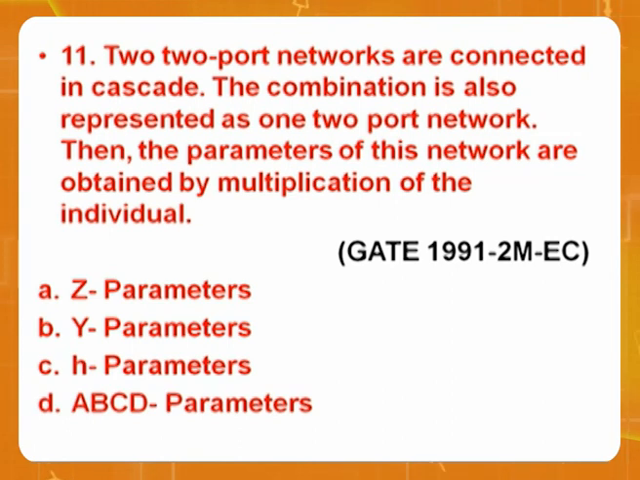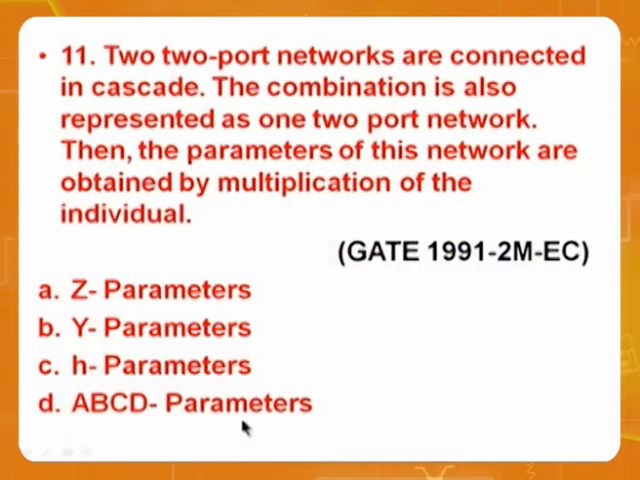Question number 11. Two two-port networks are connected in cascade. The combination is also represented as one two-port network. Then the parameters of this network are obtained by multiplication of what? As I just told you, cascading is nothing but multiplication of ABCD parameters.